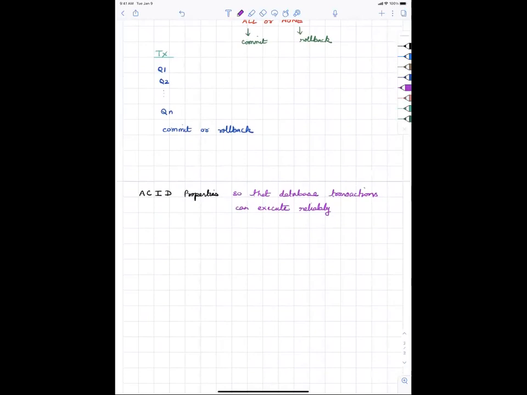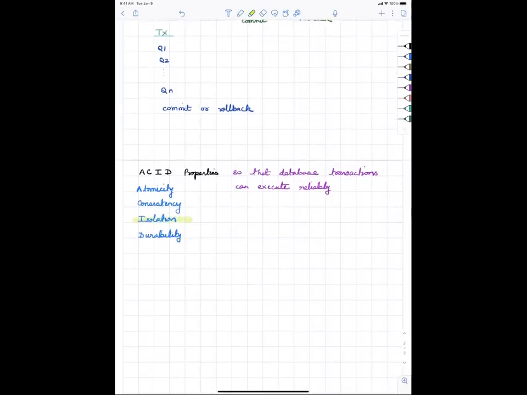What does ACID really stand for? The A stands for atomicity, which we've already seen before. The C stands for consistency. The I stands for isolation. And finally, the D stands for durability. We're going to look at all four of these, and I have to say the most important among them is isolation, so that's the one on which we'll spend a little more time.